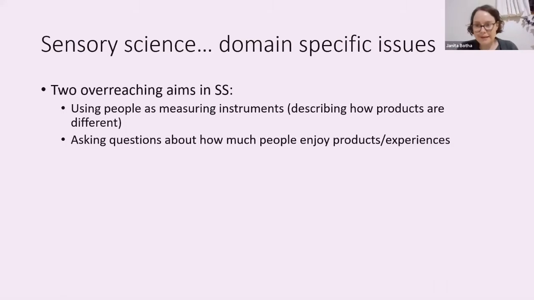So basically, the field that I'm in is sensory science. In sensory science, we're generally interested in two different questions, and this is generally considered two separate branches of sensory science, but they are very much complementary to one another. You might do only one of the two, but usually you end up doing both at the same time. The first aim is to use people as instruments, and to use people to describe how their experiences of products differ from one another.